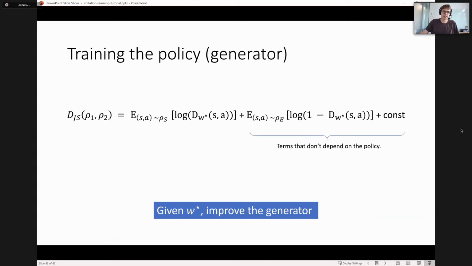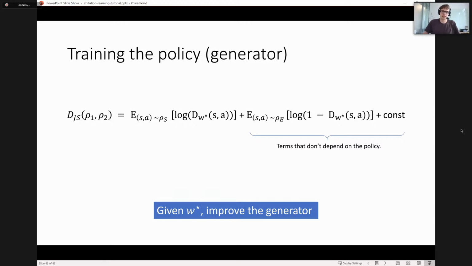Okay, so let's have a look at how to train the policy. Going back to this expression for the JS divergence, we're no longer minimizing over w, we've plugged in the optimal w, which we call w star. And now the idea is, given w star, how do we improve the generator?